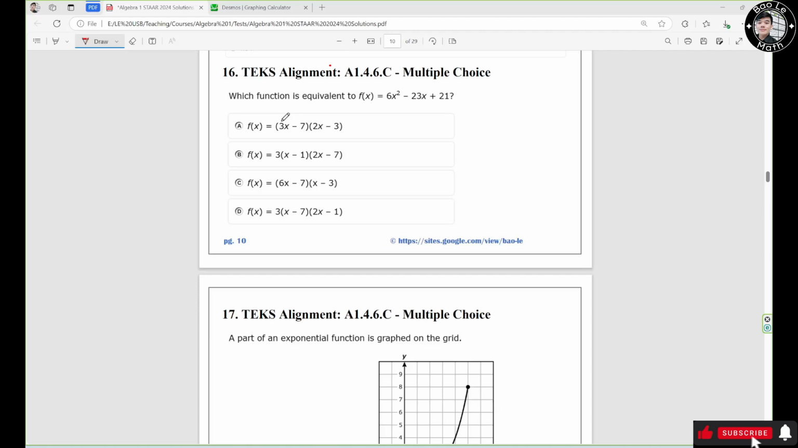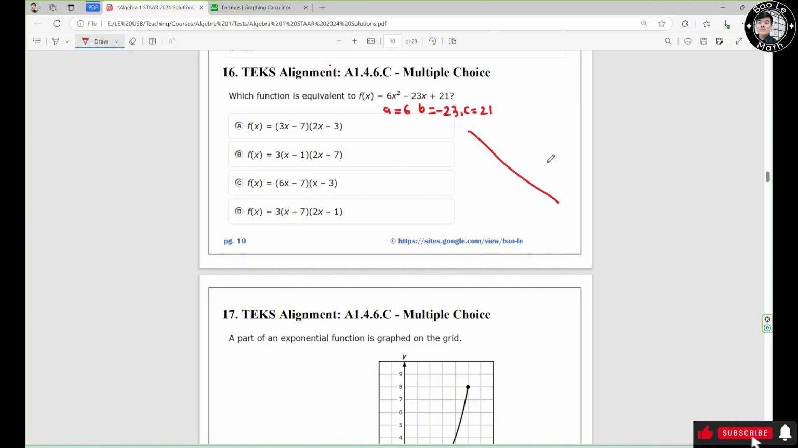Now let's move on to question number 16. Which function is equivalent to f(s) equals 6s squared minus 23s plus 21? Alright, so you see that A, B, C, D right here is the factor form, right? So basically, you just factor this one out. So you need to identify a, b, and c. A equals 6, b equals negative 23, and c equals 21.